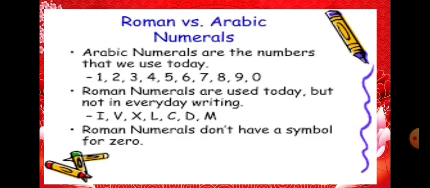Let's move on to the difference between Roman and Arabic numerals. Arabic numerals are the numbers that we use today: 1, 2, 3, 4, 5, 6, 7, 8, 9, 0. Roman numerals are used today, but not in everyday writing: I, V, X, L, C, D, M. Roman numerals don't have a symbol for zero.